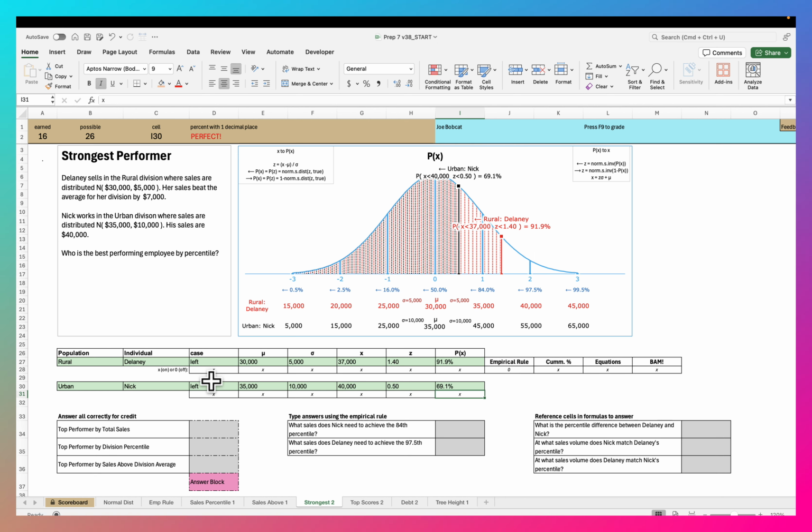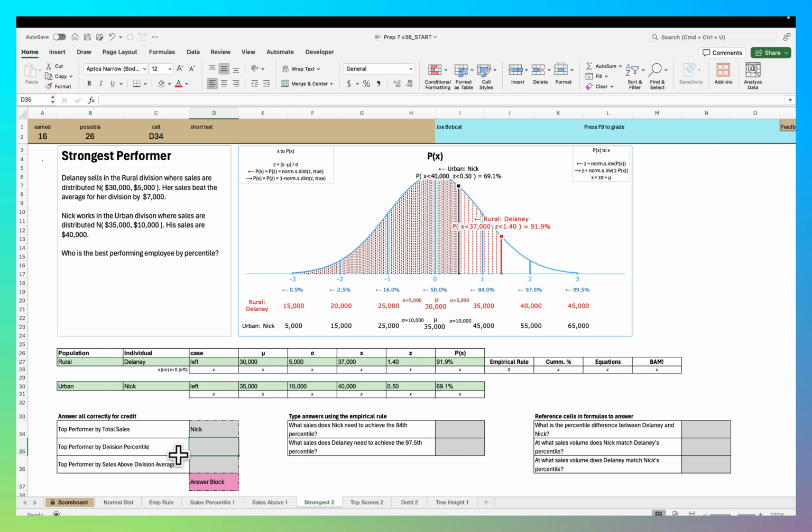Okay, so who's the top performer by total sales? In other words, actual sales dollar amount. So we can actually get all this from the graph. Nick's at 40,000, Delaney's at 37,000. So in terms of dollars, it's Nick. Don't worry about that not lighting up yet. We've got to get all three right before this will light up.